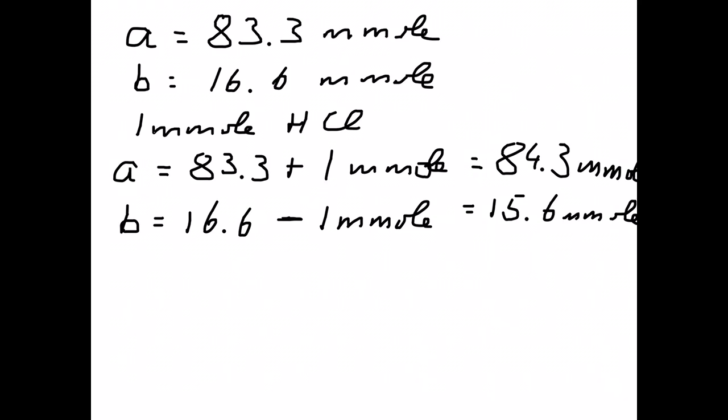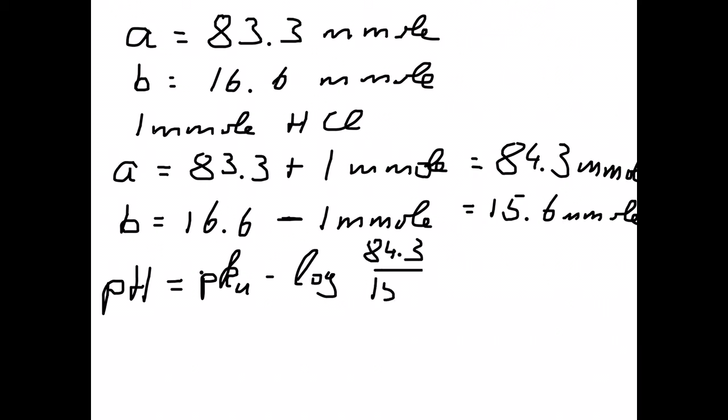And finally, what we can do now is we can use our Henderson-Hasselbalch equation to calculate the new pH. pH equals pKa minus log, and now we have 84.3 divided by 15.6. Here we had 7.2 for the pKa. And if we do that, the new pH would be 6.47. So in our solution, we originally had a pH of 6.5 in the buffer.